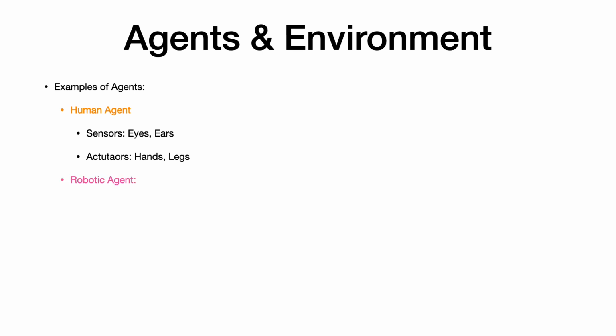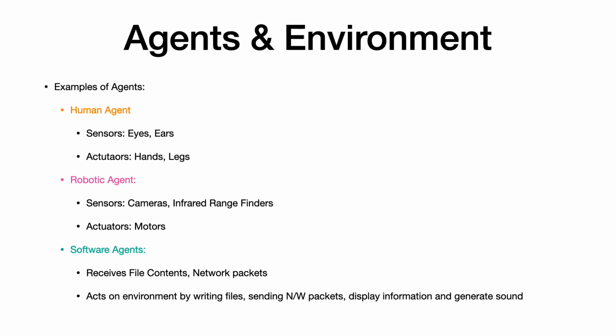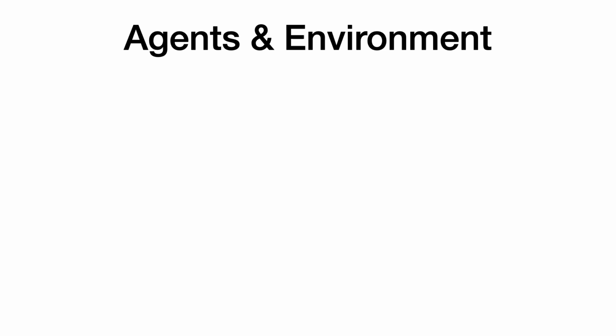Okay, so we also have another example like a robotic agent, where the sensors are the cameras or infrared rangefinders or lidars or any other type of sensors, and we have actuators like motors. So through actuators it acts upon the environment. So this is a second example of an agent. You can also perceive software as an agent, where you send and receive packets. Receiving is somewhat closer to perceiving, and sending files or packets is somewhat closer to actuating. So these are some of the examples of agents.